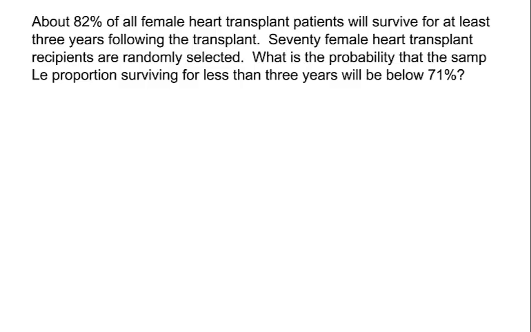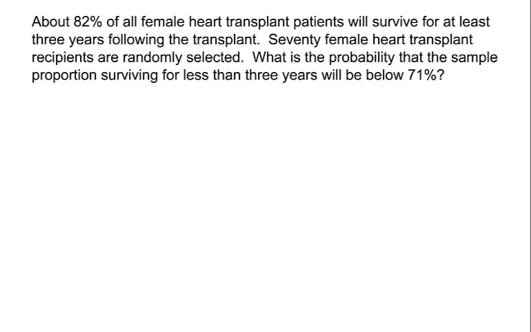Let's look at an example that requires us to use sampling distribution of a proportion. About 82% of all female heart transplant patients will survive for at least 3 years following the transplant. 70 female heart transplant recipients are randomly selected. What is the probability that the sample proportion surviving for less than 3 years will be below 71%?